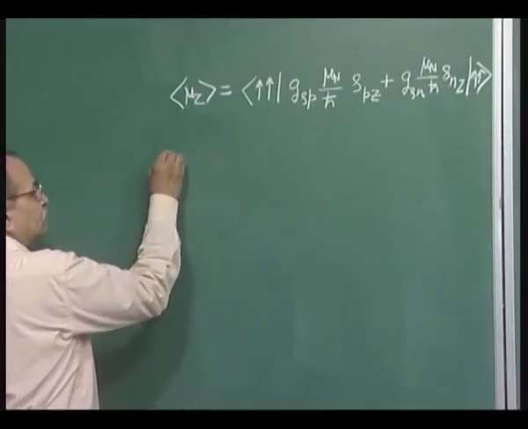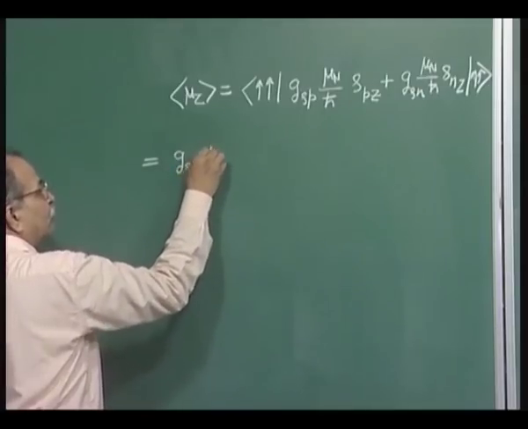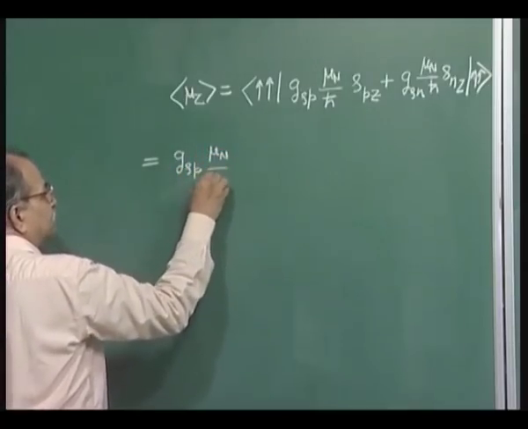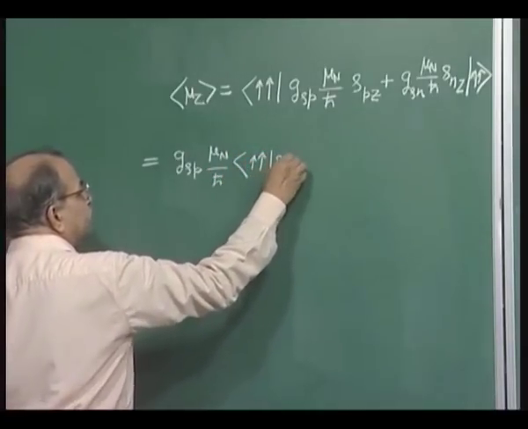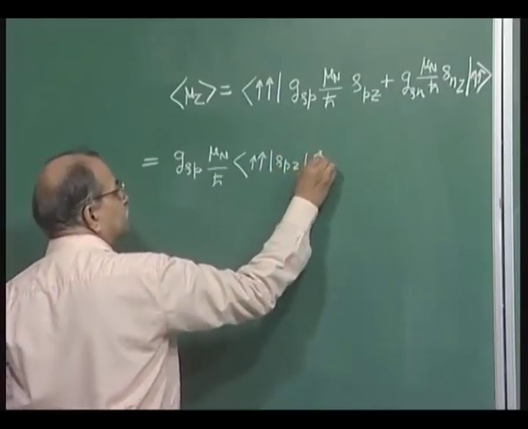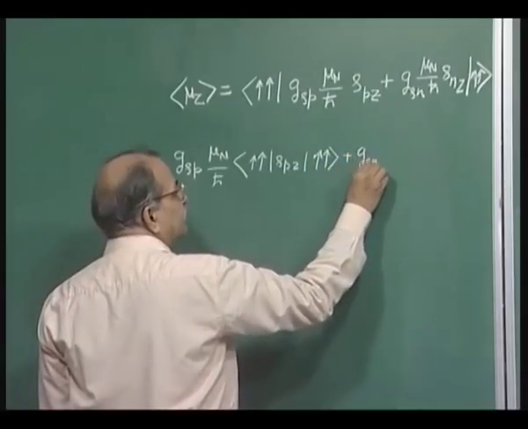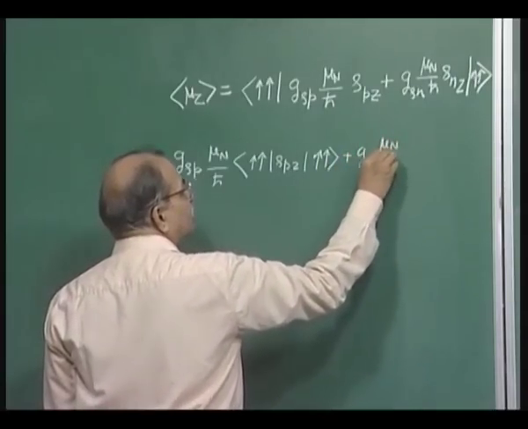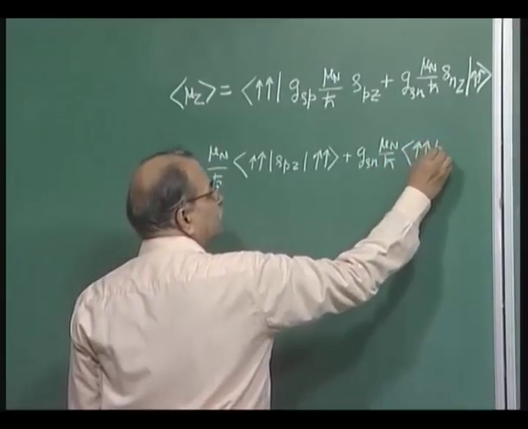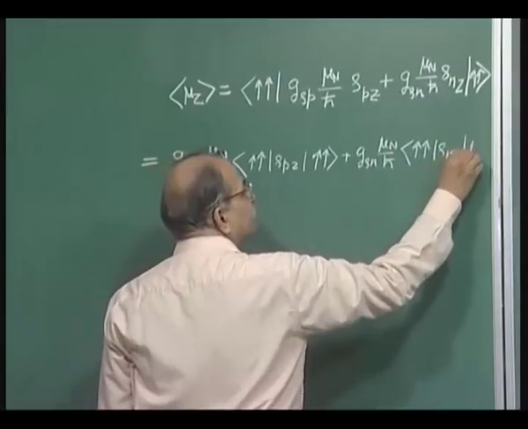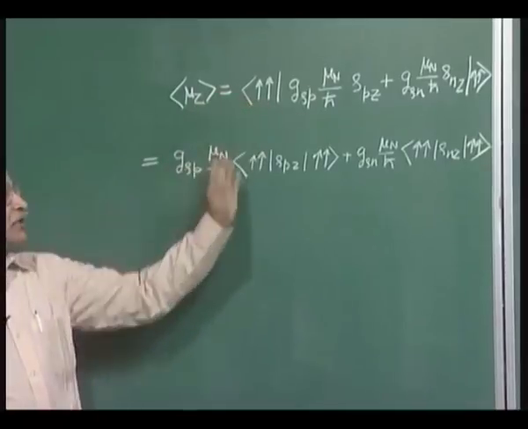So, two parts. One part is g S P mu n over h cross S P z, and the second part is g S N mu n over h cross S n z. Okay, I have just written the two terms separately.